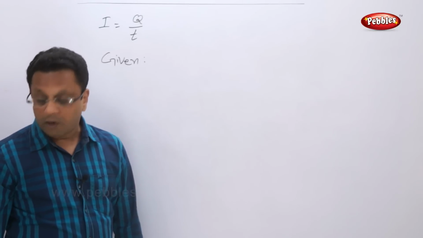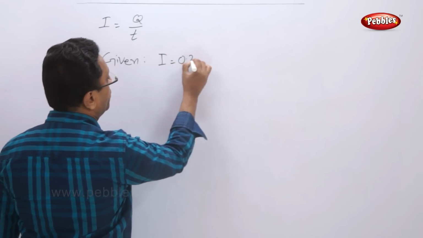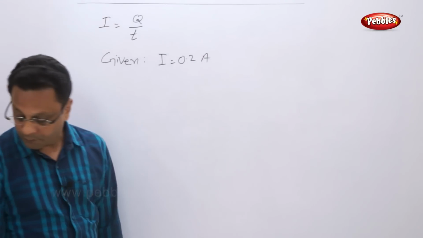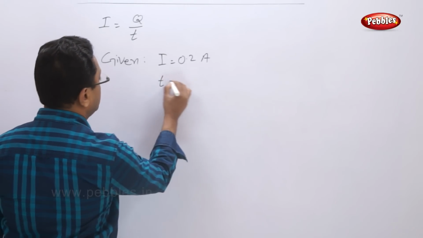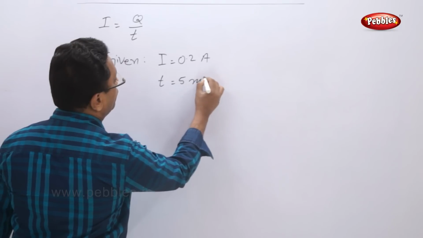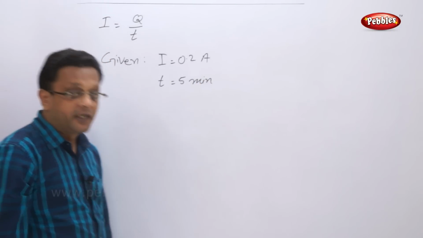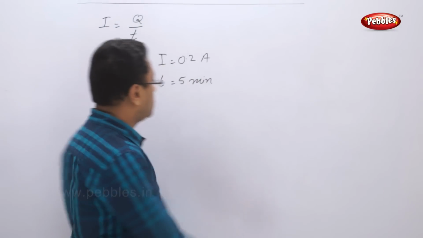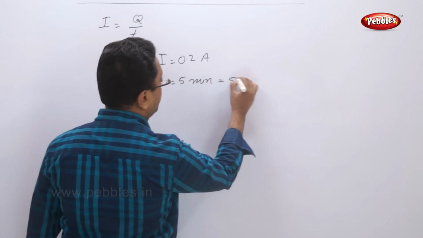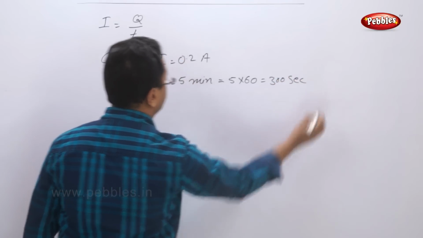A current of 0.2 amperes, so I is equal to 0.2 ampere, is flowing through a bulb for 5 minutes. T is equal to 5 minutes. Mind well, this is 5 minutes. Minutes is not an SI unit. SI unit is seconds. So you have to convert this. So 5 into 60, 300 seconds.